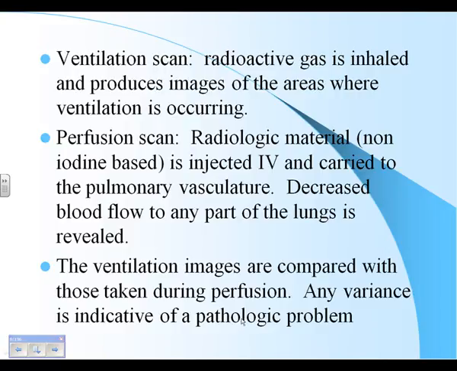In the ventilation scan, that radioactive gas is showing where ventilation is occurring. The perfusion is the blood supply to the lungs. That's why it's called a ventilation and perfusion scan, because you're looking to see if there's a problem with ventilation, or is the problem with the perfusion. You've got that gaseous exchange that occurs at the level of the alveoli and the capillaries. If you don't see that oxygenated blood supply in the lungs, then perfusion's not taking place. Something's blocking it. And what we're looking for in most cases is a PE, a pulmonary emboli.